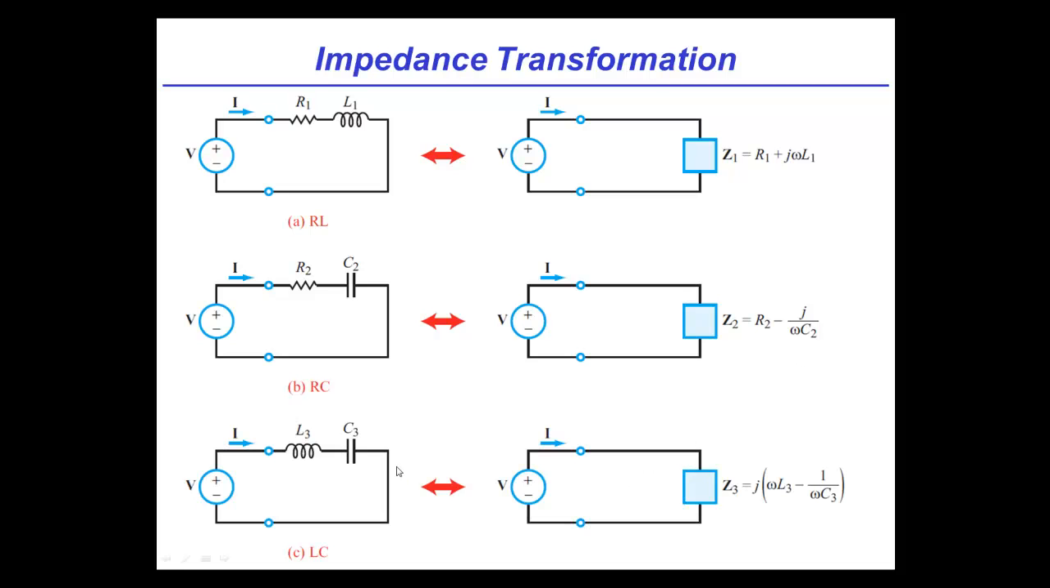And the last one we can do is an LC. In an LC, what we have is j omega L plus 1 over j omega C. And again, we can move the j to the top by making it minus 1 over j, or vice versa. That highlights the fact that this is purely reactive, and so you get j and then the reactance.